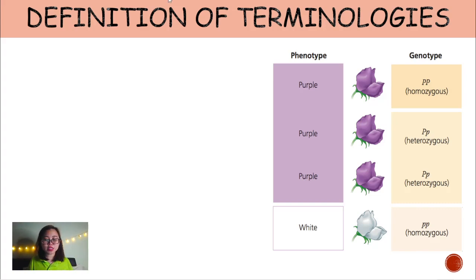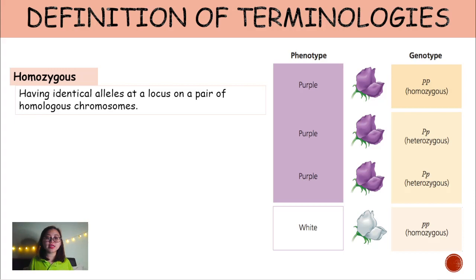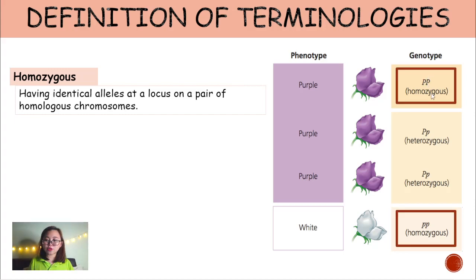Okay, in this segment, let's talk about a few more terms, which is homozygous and heterozygous. What is meant by homozygous? Homozygous means they have identical alleles at a locus on a pair of homologous chromosomes. Homo means same. So kalau depan belakang adalah sama, dia adalah homozygous. Kita tengok di sini, P besar dengan P besar itu adalah homozygous. P kecil dengan P kecil itu adalah homozygous juga.